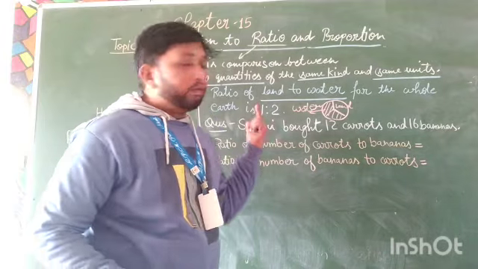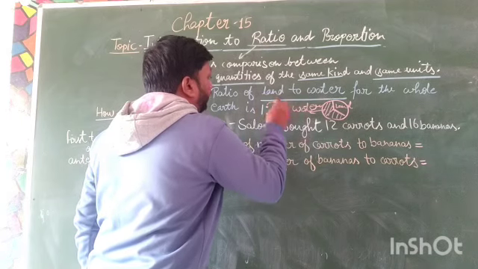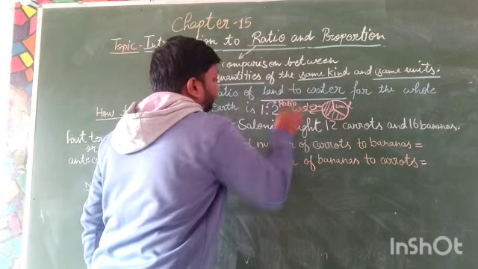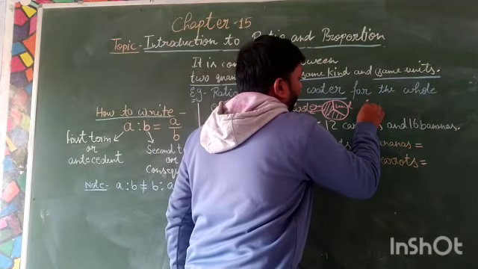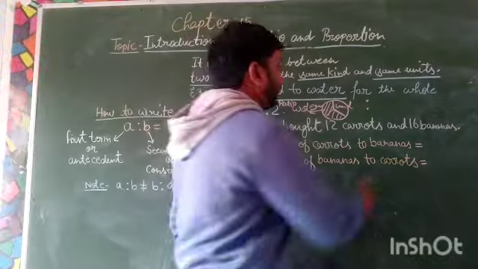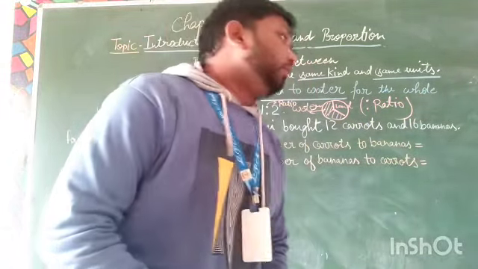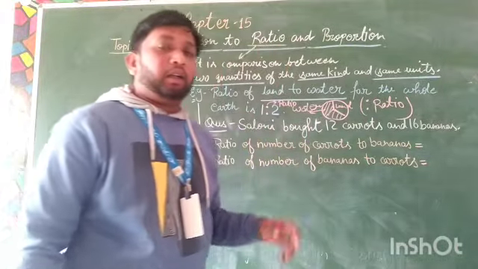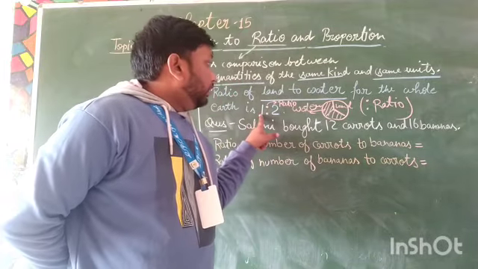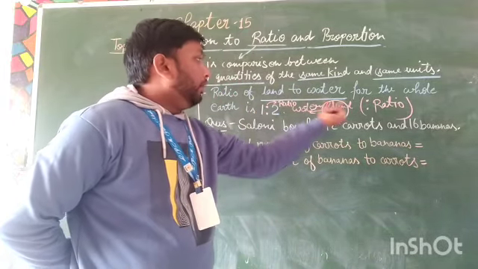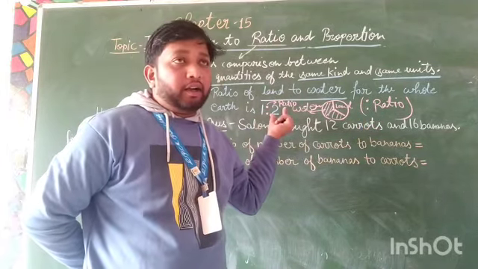And there is a symbol for ratio: two dots, one above the other, and this symbol is called ratio. If we want to write two numbers as a ratio, then we write 1, then we put the symbol of ratio, the two dots, and then we write 2. This is called 1 ratio 2.